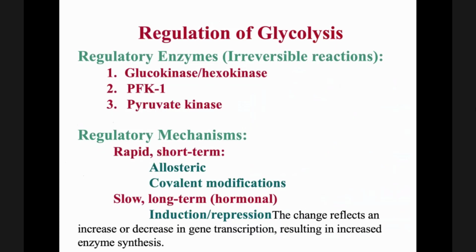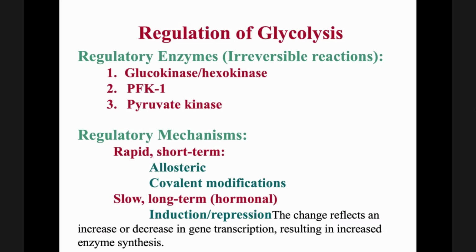So the regulation of the glycolysis: we say that there are 3 irreversible reactions: glucokinase, phosphofructokinase, and the pyruvate kinase. The regulatory mechanisms are either rapid, and the rapid and short term include the allosteric and covalent modification, which is adding or removing a phosphate group. The allosteric means the presence of some molecules that can bind to the enzyme and activate it, such as ATP, citrate, ADP, AMP.